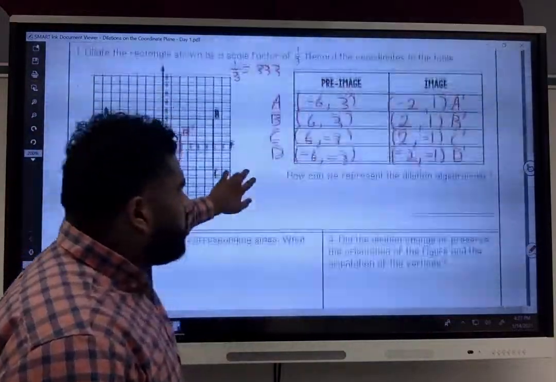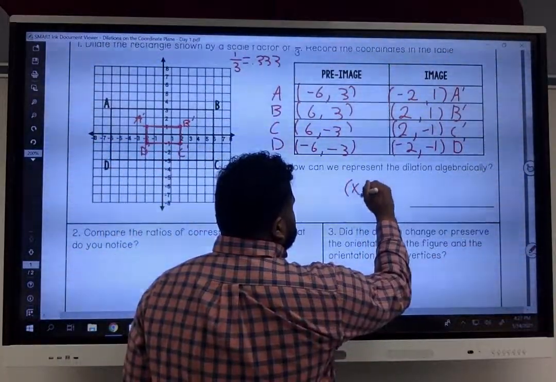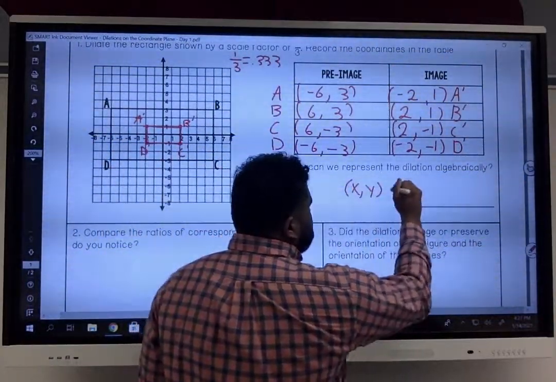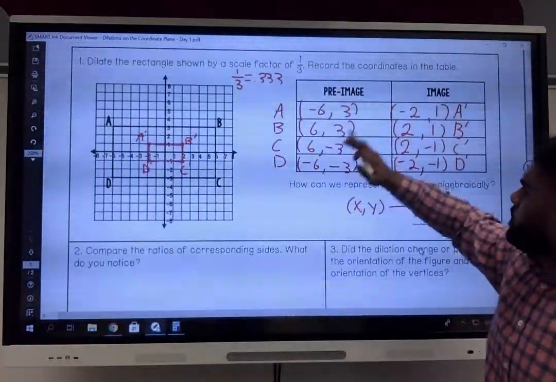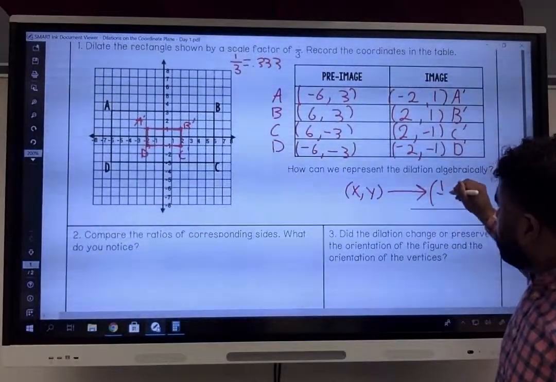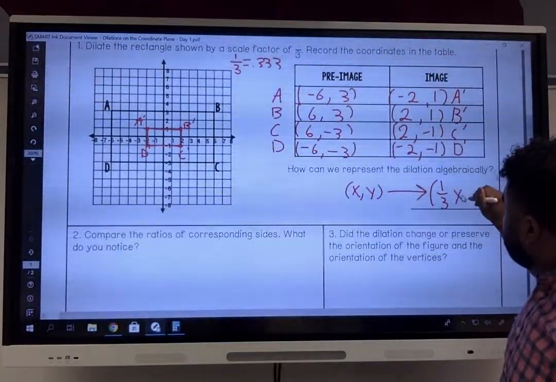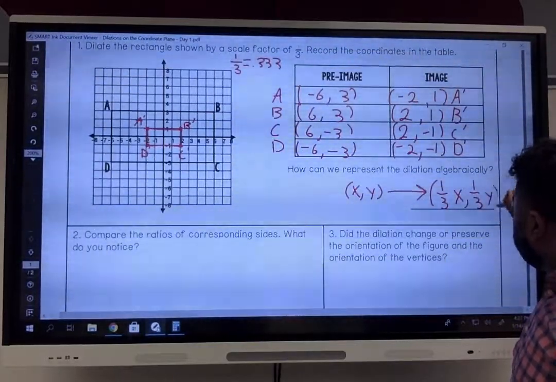Okay. So how can we represent this algebraically? Well, we always start an algebraic representation with x and y in parentheses. This arrow means a transformation is happening. So how do we go from -6 to -2? Well, we multiply by our scale factor, right, which was 1/3. Okay, we multiply both the x and y by 1/3.